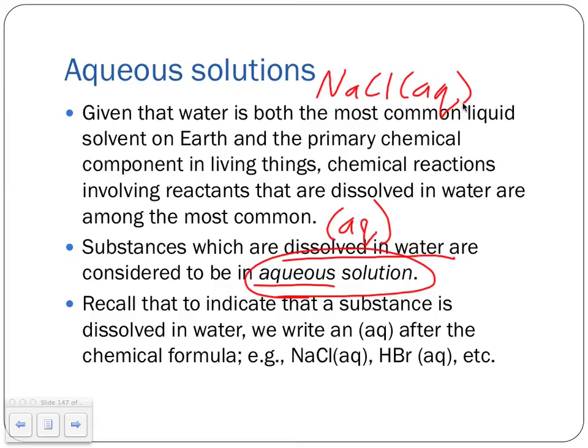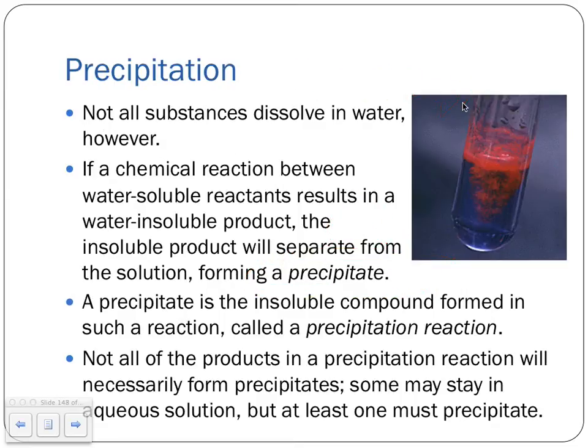So looking at reactions in aqueous solution is what we're going to be talking about here. Not all substances, when you put them in water, however, dissolve. And so whenever we do a chemical reaction between water-soluble reactants, that is, between reactants that are in aqueous solution, if they produce a substance that is not soluble in water, that insoluble product will separate from the solution, forming a precipitate. That's the term that we use here. A precipitate is basically a substance that is a product of a reaction that separates from solution, does not dissolve, and so falls to the bottom.